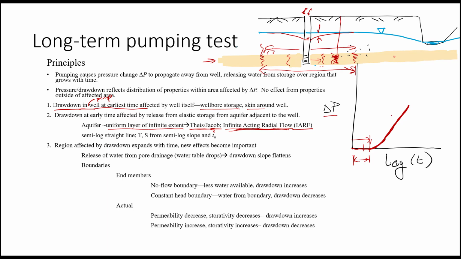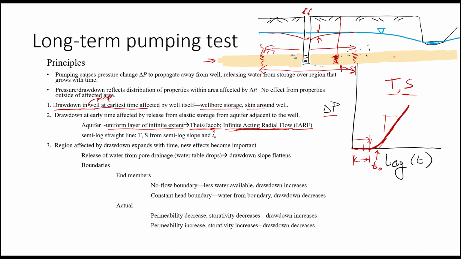Now, the slope of this semi-log straight line and the intercept here along the x-axis, we can use to calculate the transmissivity and storativity of this layer. And since we're assuming that it's uniform, this would be like an average transmissivity and storativity. Okay, so that's what happens at relatively early time or intermediate time.